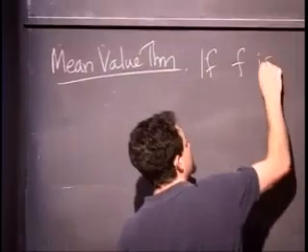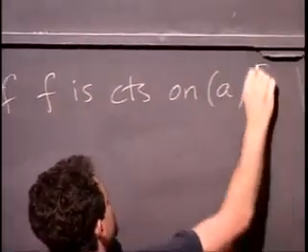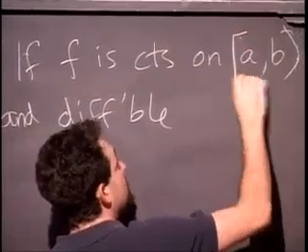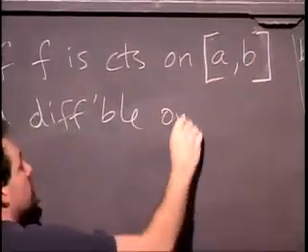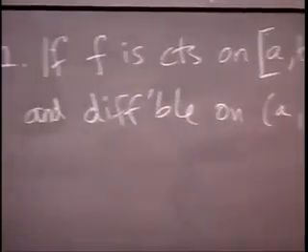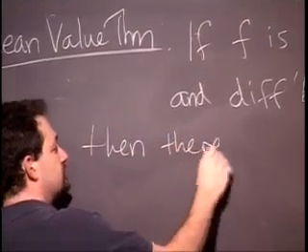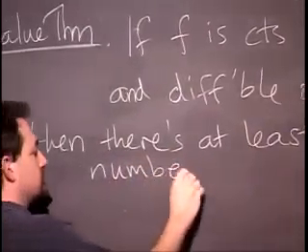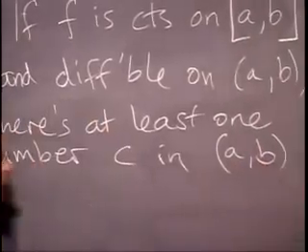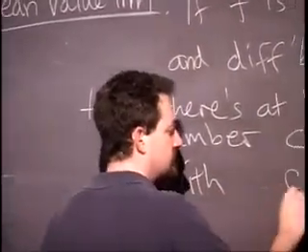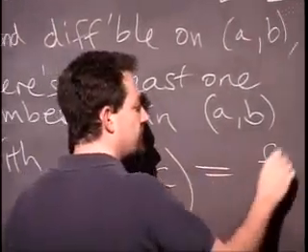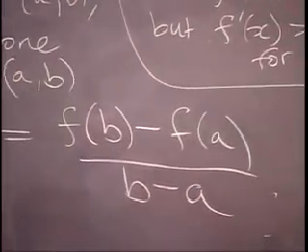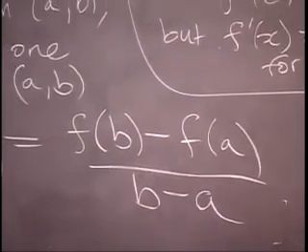If f is continuous on the open interval AB and differentiable, I'm sorry, it's on the closed interval AB, just like the other case, and differentiable on the open interval AB, then there's at least one number C in the interval AB with f prime of C is f of B minus f of A over B minus A. Okay. Just take a look at this for a second.